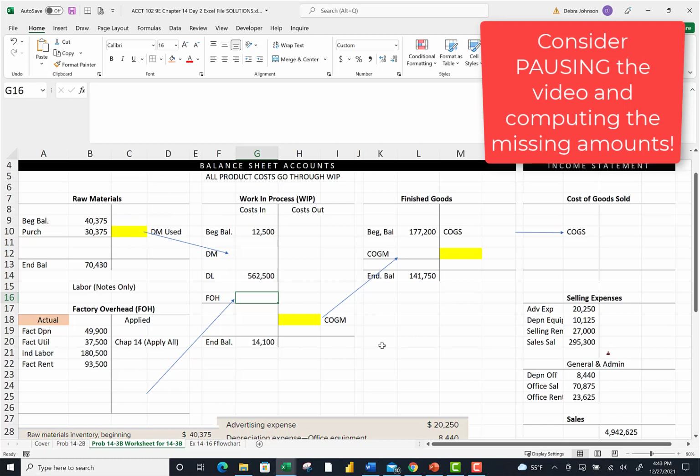If I were you, I would pause the video right now and take a moment on your own to see if you can compute those 3 yellow boxes. If you can, you're well on your way to understanding the material in the chapter. And if you can't, it doesn't mean that you should throw in the towel. It just means that you haven't quite practiced enough.